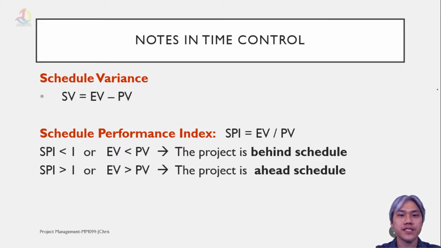There are slight notes in time control. Schedule variance is called SV. SV is EV minus PV. And the schedule performance index, or SPI, is EV divided by PV. If the SPI is lower than 1, or EV is lower than PV, the project is behind schedule. If SPI is bigger than 1, or EV is larger than PV, the project is ahead of schedule.